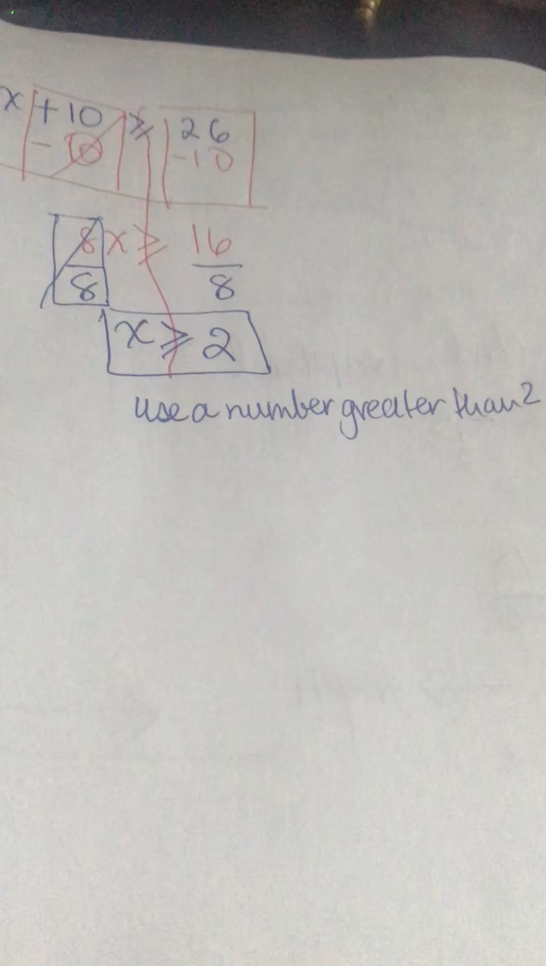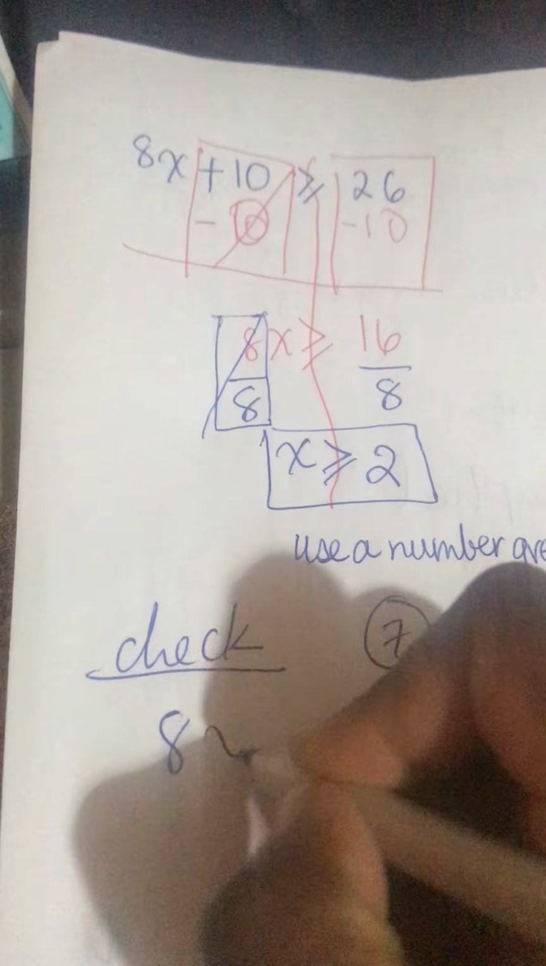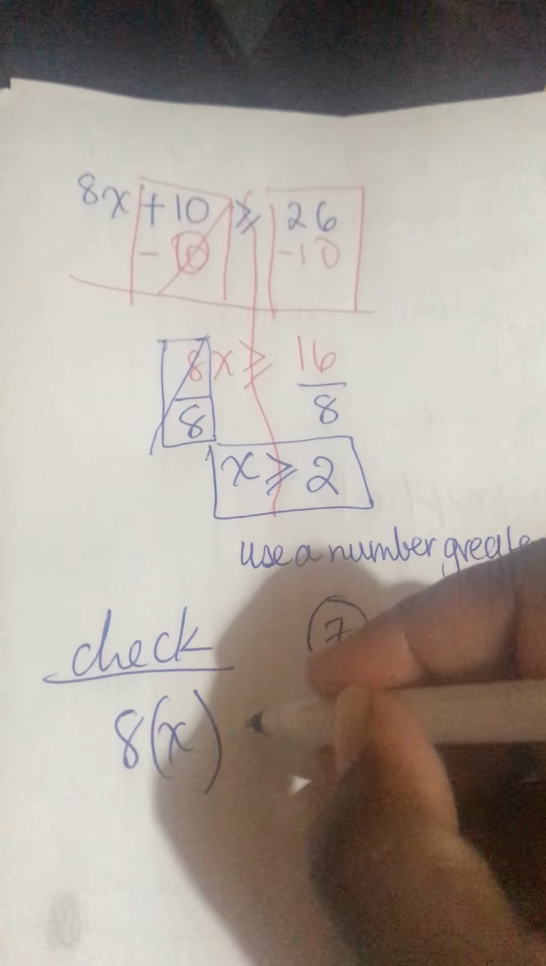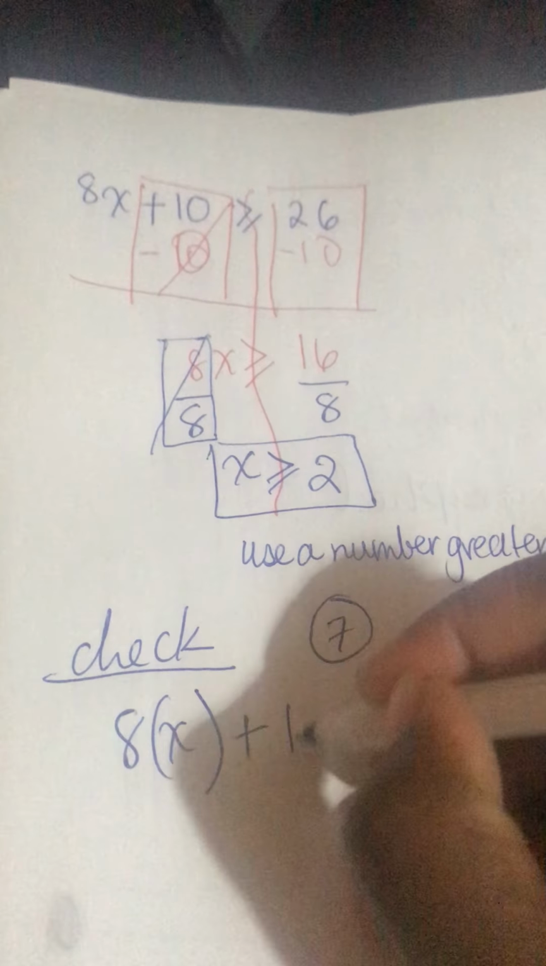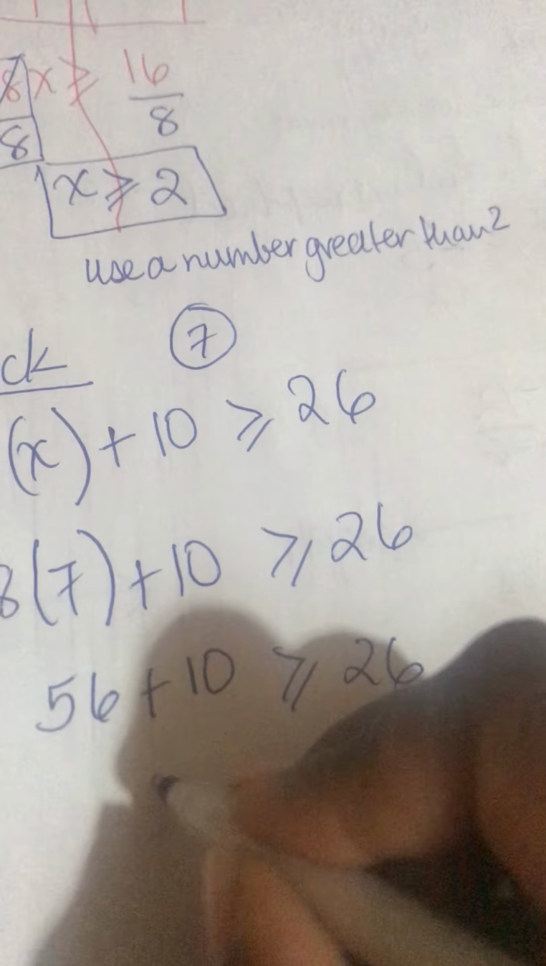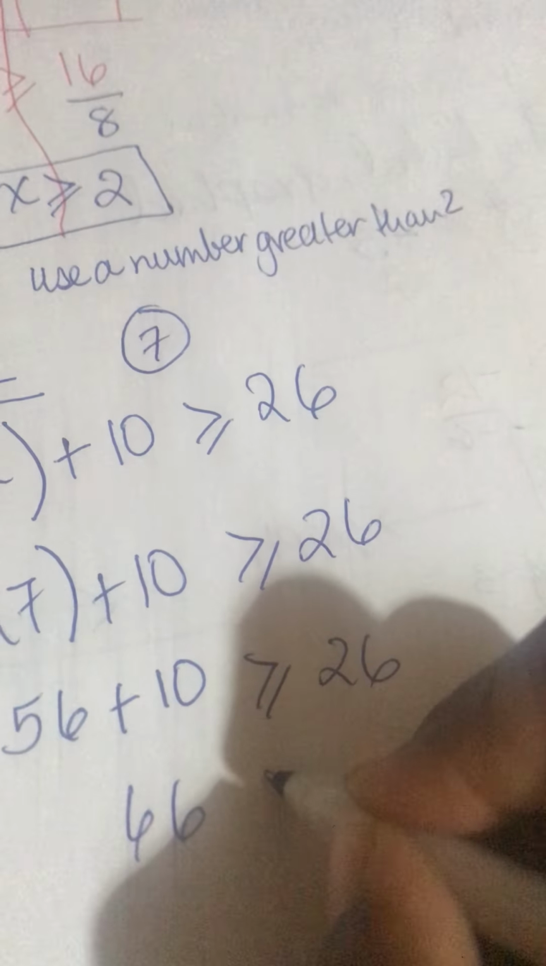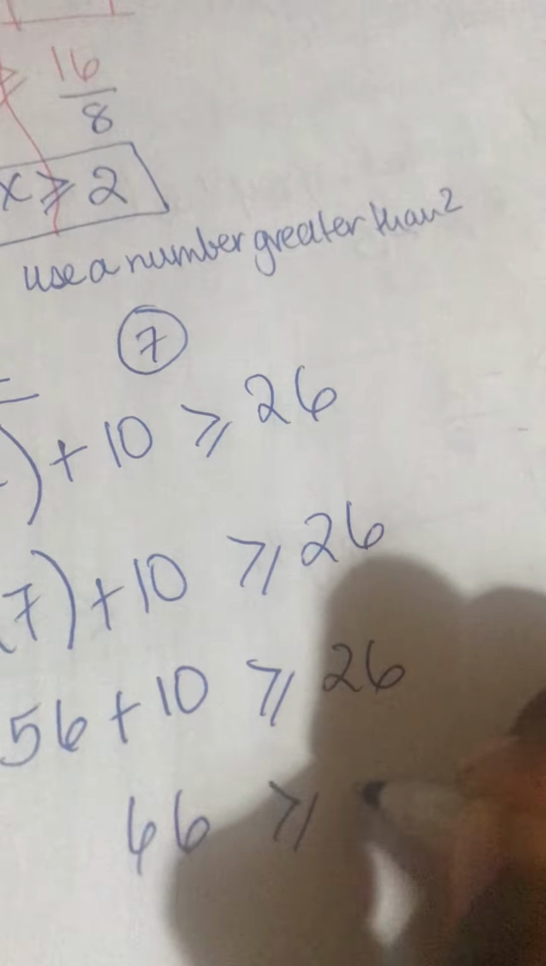So copy the inequality or copy the question. 8x, put your variable in a bracket, plus 10 greater than 26. 8 times 7 plus 10 greater than 26. 8 times 7 is 56. Plus 10 is 66, greater than 26. And I am correct.